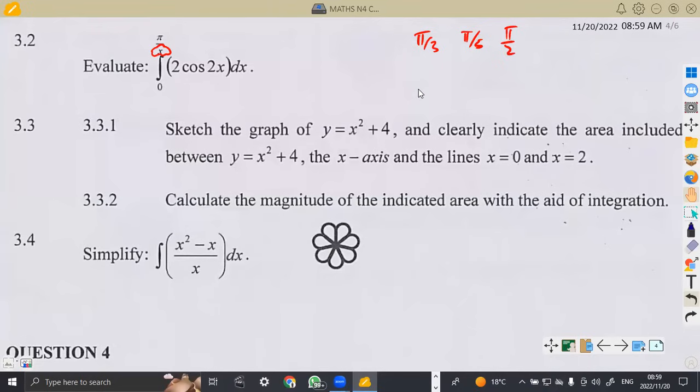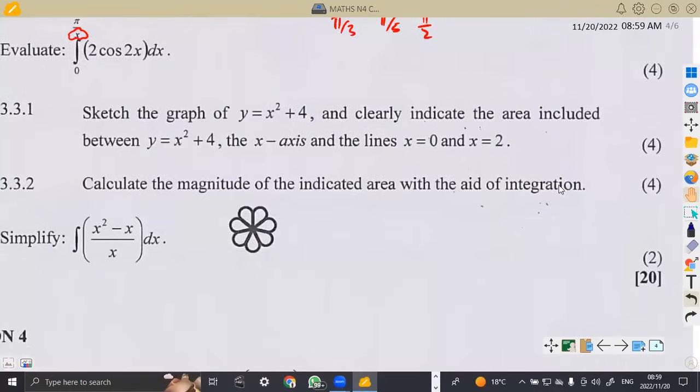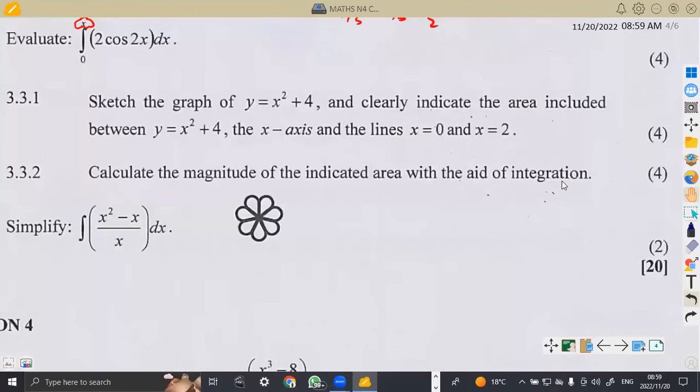That's what we had. 3.3, we are now given to sketch the graph of y is equal to x squared plus 4 and clearly indicate the area included between this graph and x is equal to 0. Okay, the graph of y is equal to x squared plus 4.